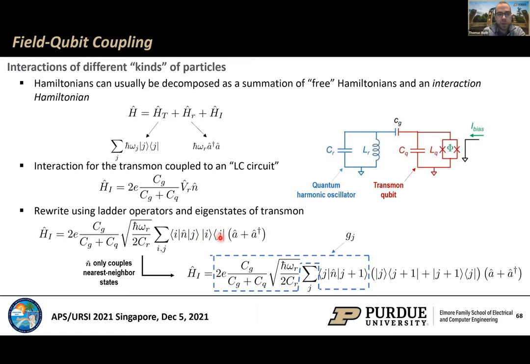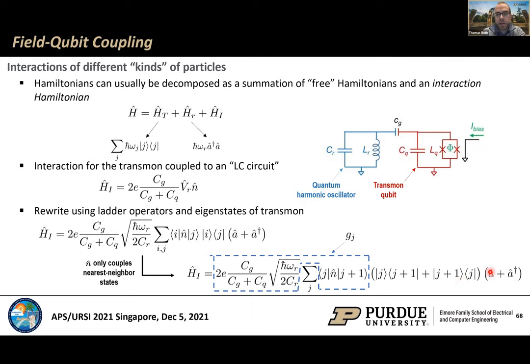Now, one of the important properties of a transmon is that once we're in the transmon regime, this N operator only couples nearest neighbor states. So we can drop one of these summations and write this operator in terms of what looks like a lowering operator. It takes a J plus one state and spits out a J state, one lower state in the transmon, and its corresponding raising operator.